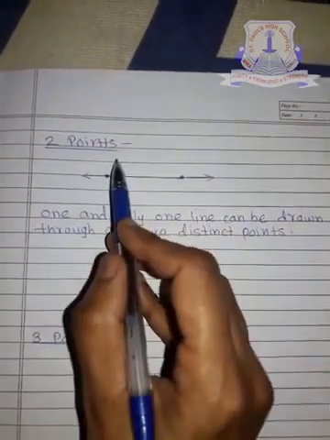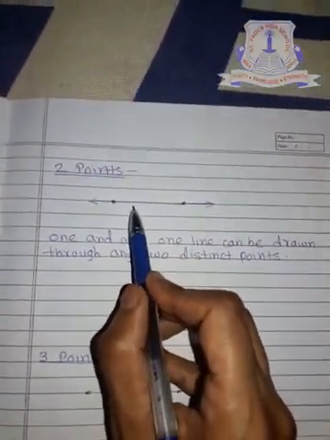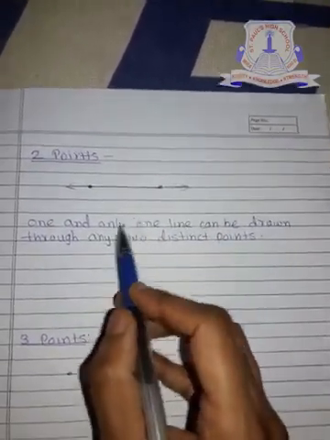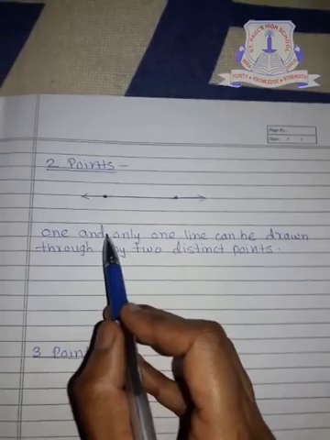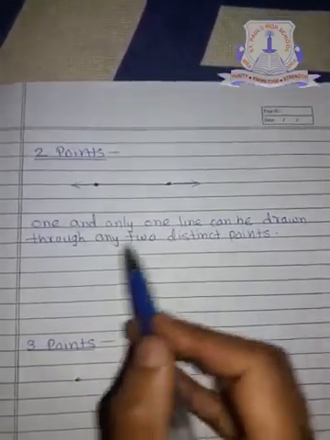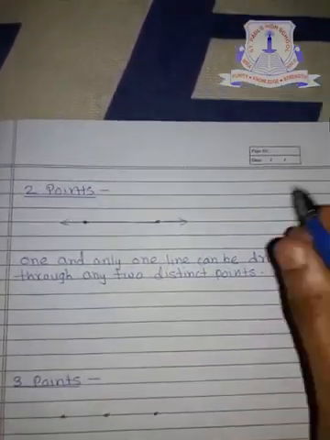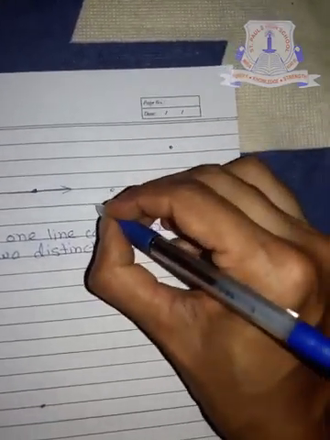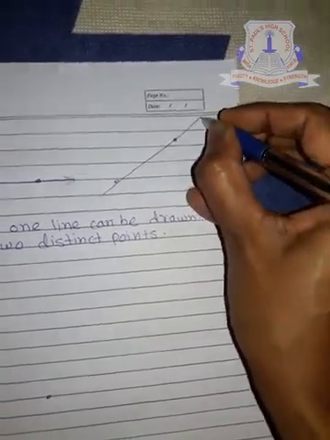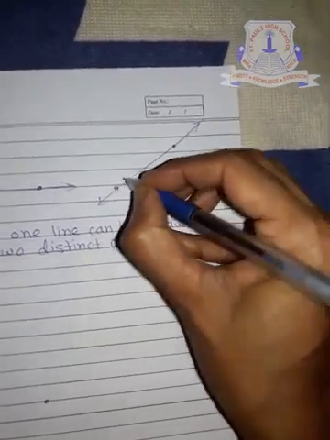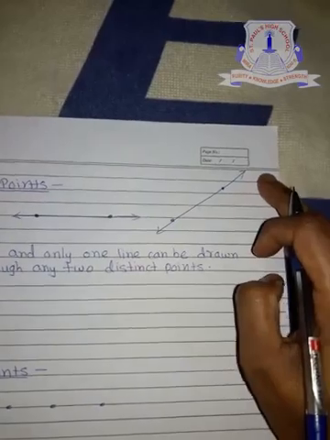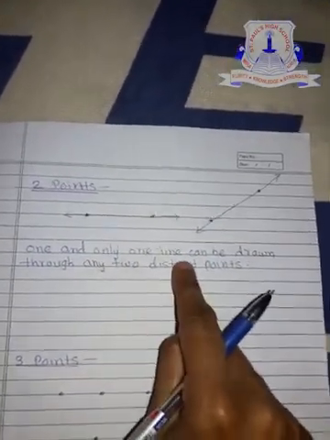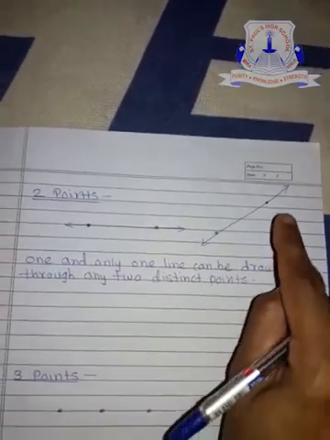Now I am going to take 2 points. Here I have taken 2 points and I draw one line. So what you see is that one and only one line can be drawn through any two distinct points. You can take points in any direction. Look here, now I am drawing another line from another 2 points, but only one line I can draw.